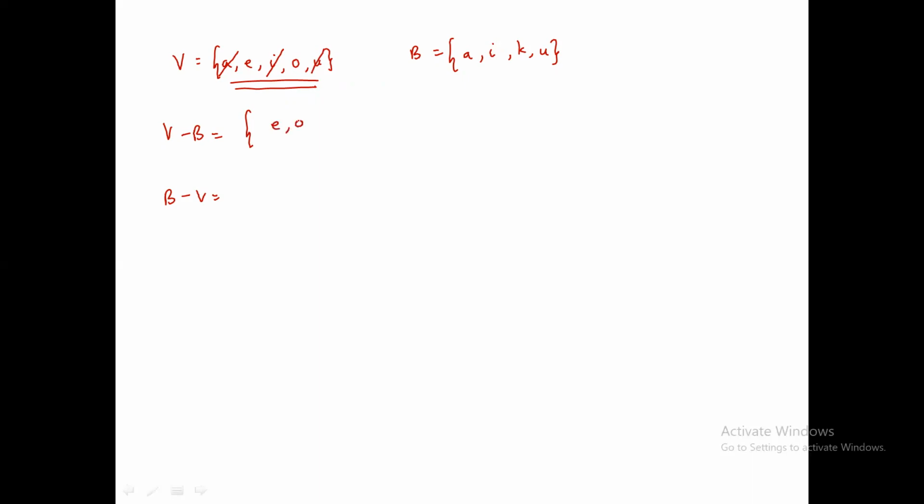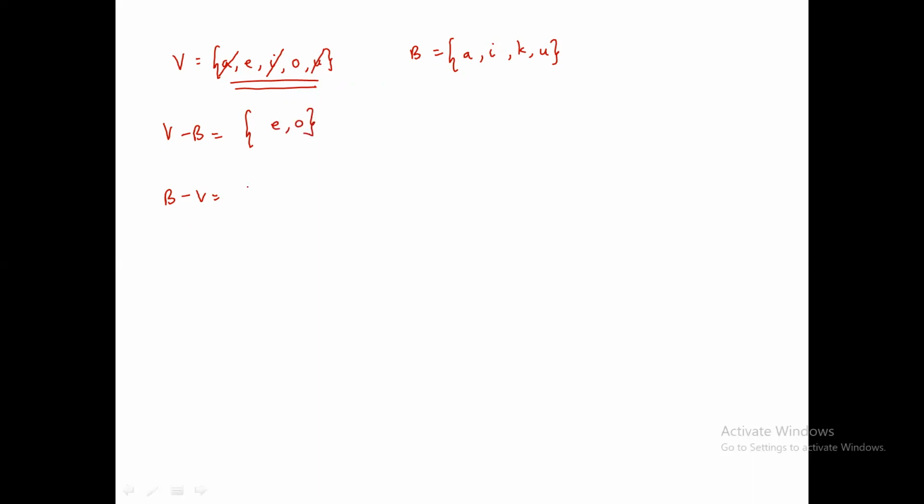Let us take one more example. V is the set having A, E, I, O, U. B is the set having A, I, K, U. You have to find V minus B and B minus V. From V, remove the elements of B. That is, remove A, remove I, K you can't remove, U you remove. Left is E comma O.